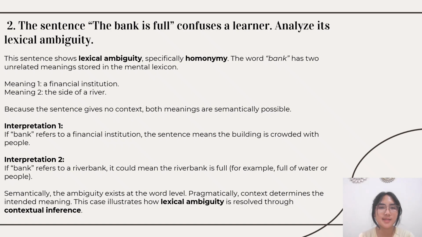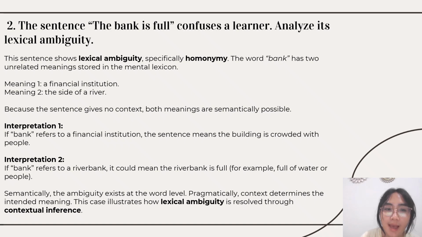Next is the sentence "The bank is full," which confuses a learner. Analyze its lexical ambiguity. This sentence shows lexical ambiguity, specifically homonymy. The word "bank" has two unrelated meanings stored in the mental lexicon. Meaning 1: a financial institution. Meaning 2: the side of a river. Because the sentence gives no context, both meanings are semantically possible.